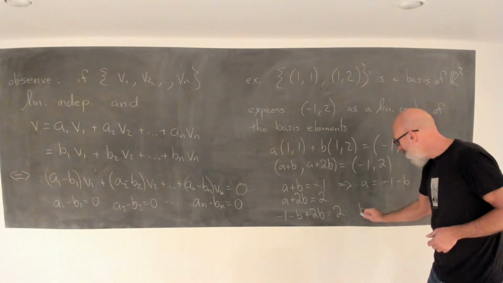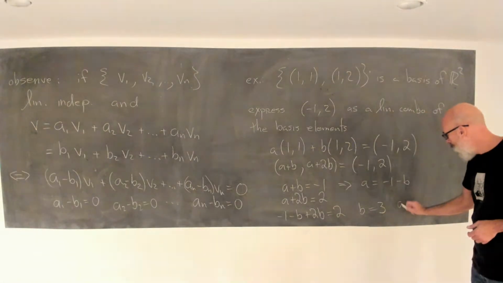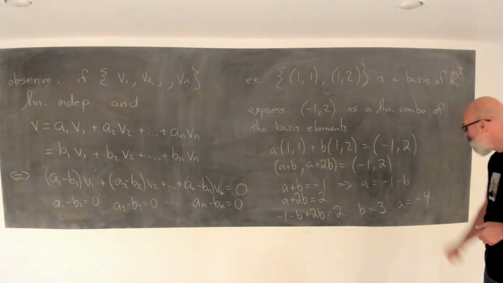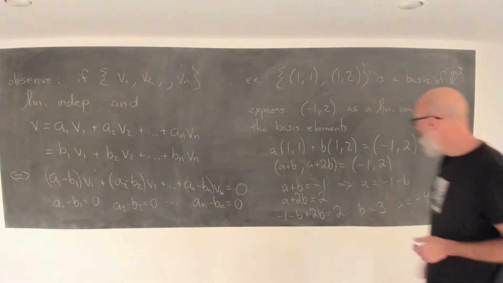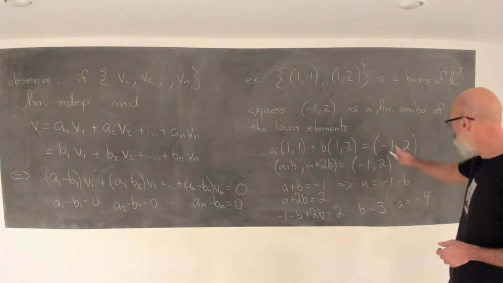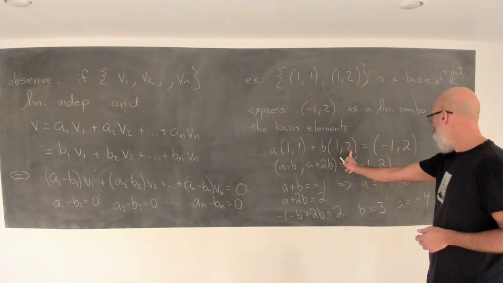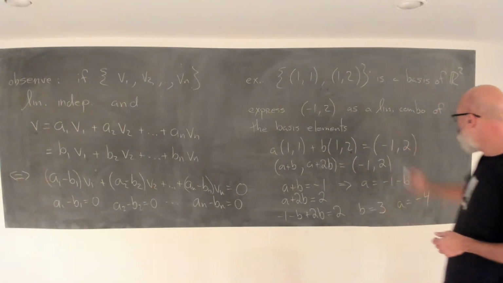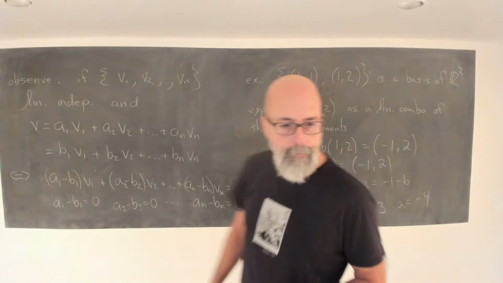So that B is easily seen to be 3. And if B is 3, then A is minus 4. Does that work? Minus 4 plus 3 is minus 1. And minus 4 plus 6 is 2. Looking good. There it is.